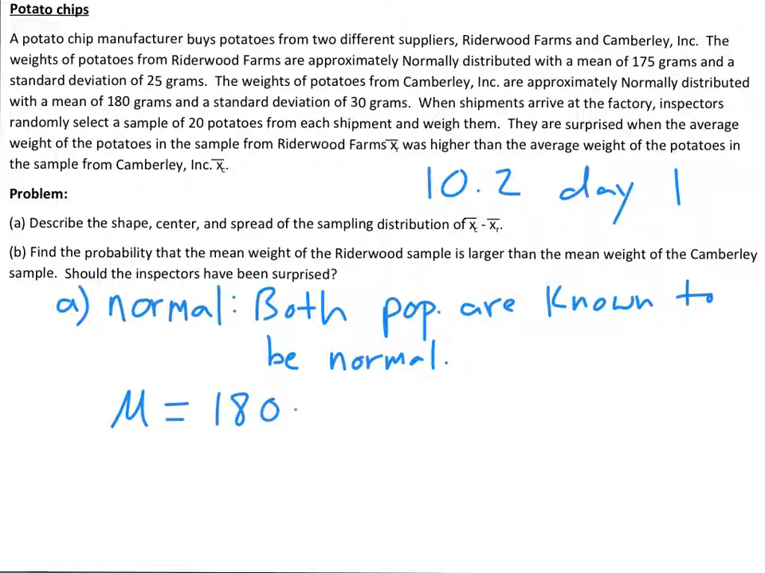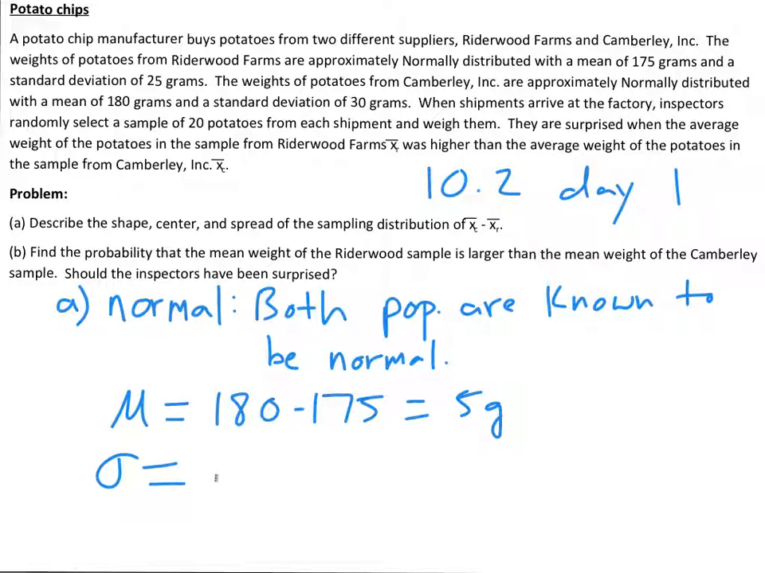Said the two means were 180 minus 175. So my normal curve should be centered at 5 grams, which would tell me that typically I would expect that the Kimberly potatoes, if I took 2 samples of 20, I should get an average weight for each potato of about 5 grams bigger for the Kimberly than the Riderwood.